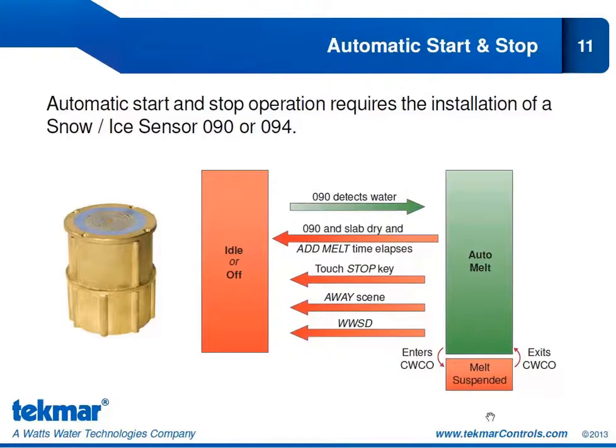So that is a safety feature that the 654 has. Just because we've entered cold weather cutout, it doesn't mean the slab is dry. And that could cause some slippery conditions. We're going to make sure when we can efficiently melt again that we do so to make sure that slab is dry.